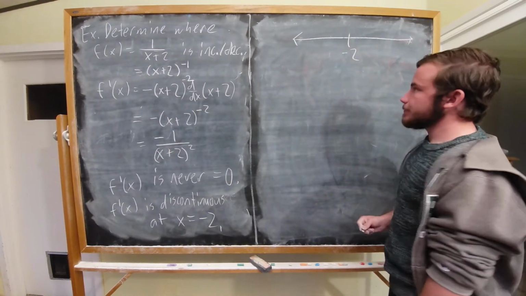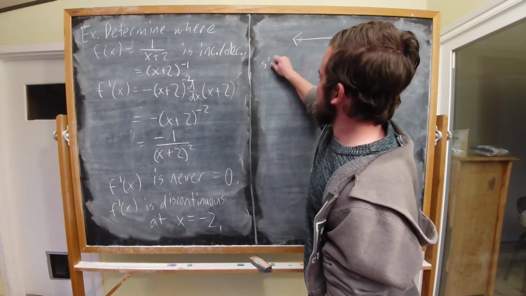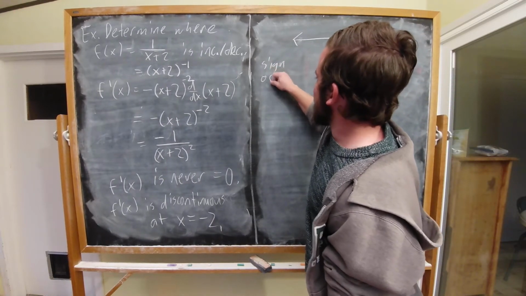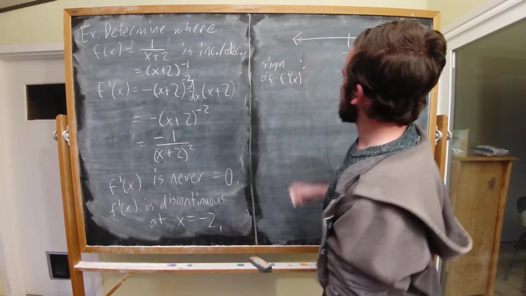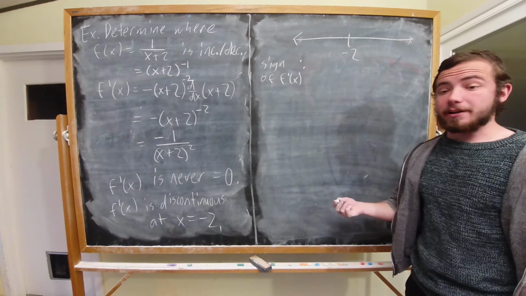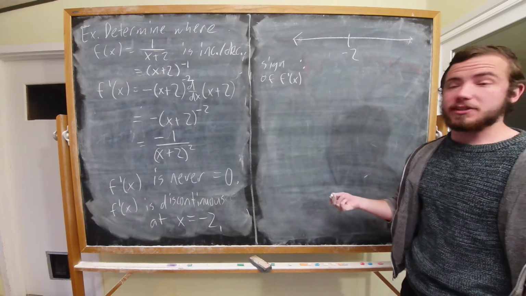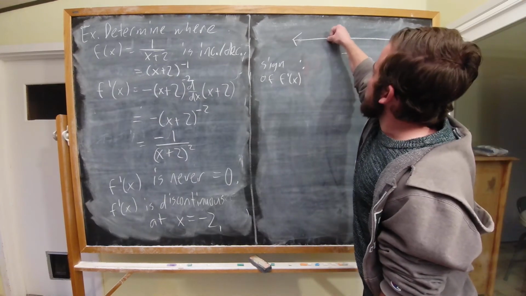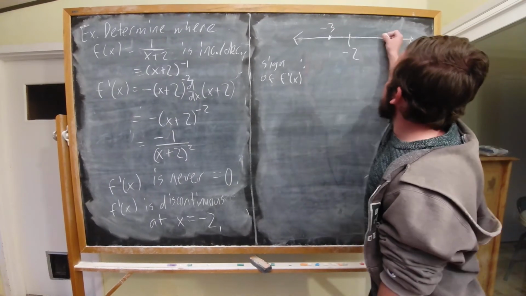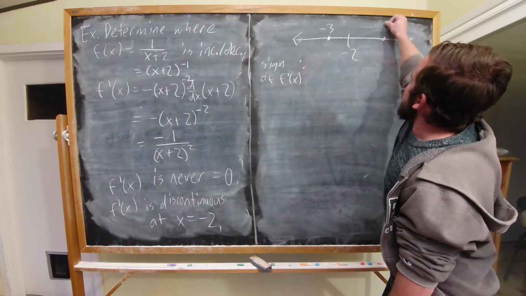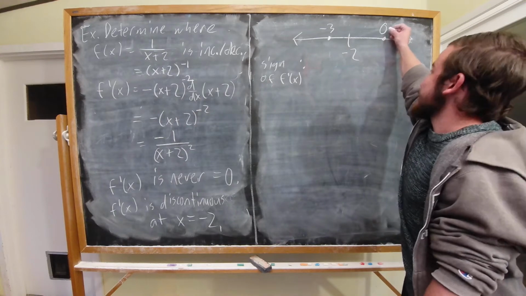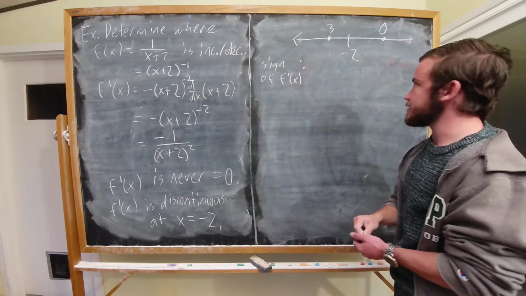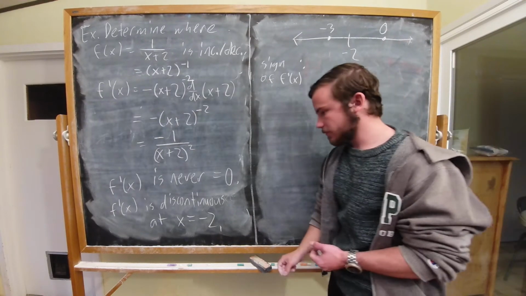Negative 2. And we're going to examine, again, the sign of f prime of x. Now we only have 2 intervals to check. So, only 2 test points. Sweet. Maybe negative 3 is a good test point. Maybe 0 is a good test point. Again, I'm just going to pick 0 every time I get a chance. Why make things harder for myself than they really need to be?